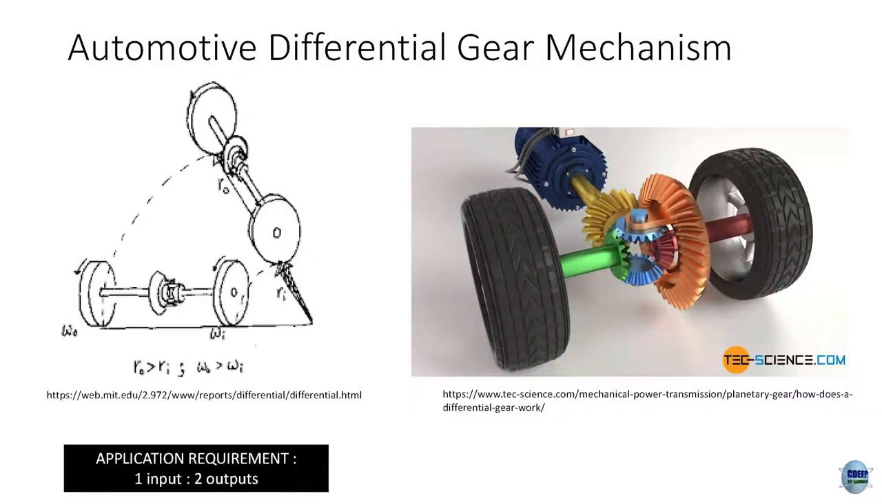I can't do a course for mechanical engineering students without talking about automotives, right? So this is an example of a mechanism that is used in automobiles. All of you know it, right?